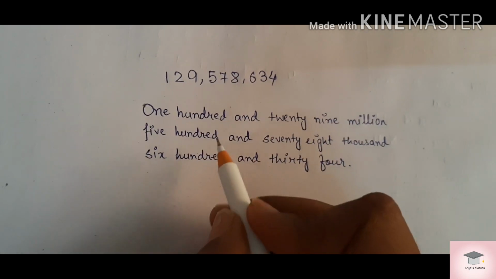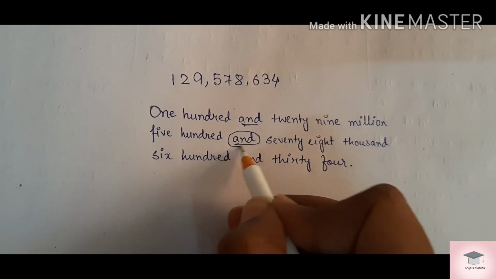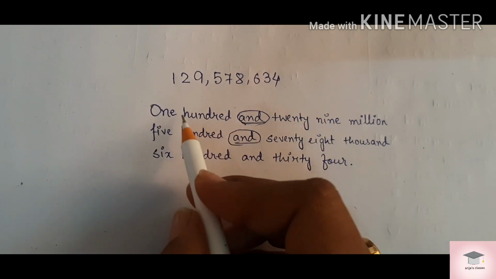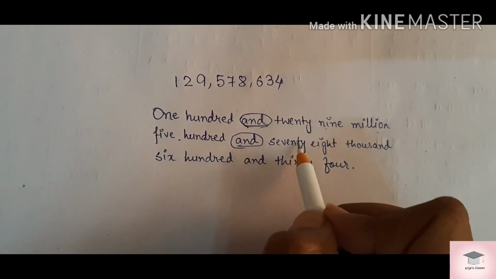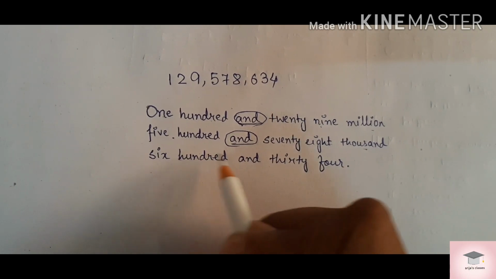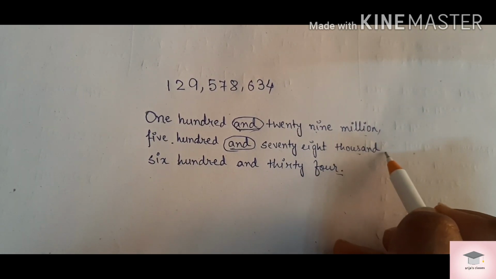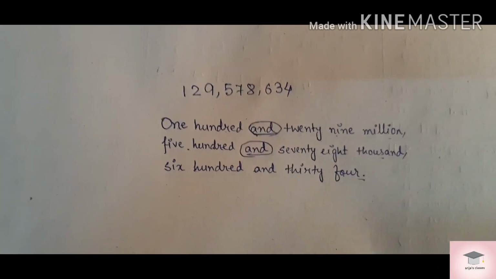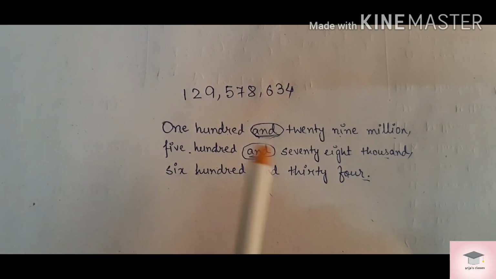We can also write it as 129 million. We can omit these two ands. These two ands are not necessary. You can omit them also. You can simply write 129,578,634. So after the million it will be a comma and here it will be a comma. Okay. So this was our Indian and the international number system.